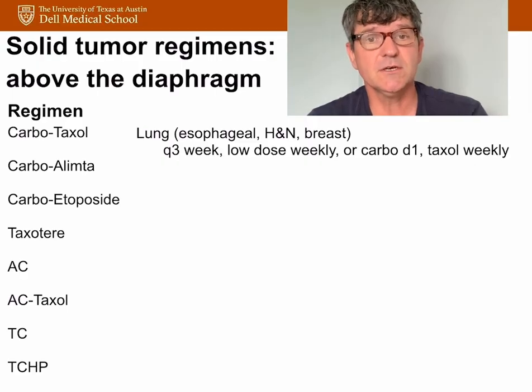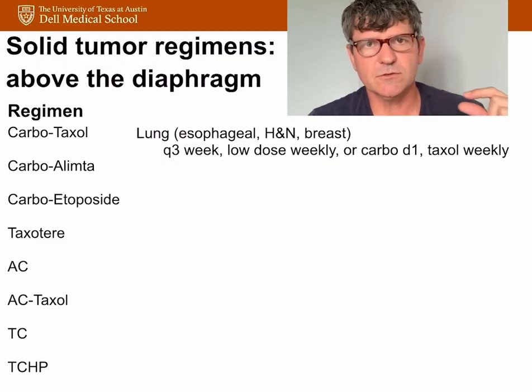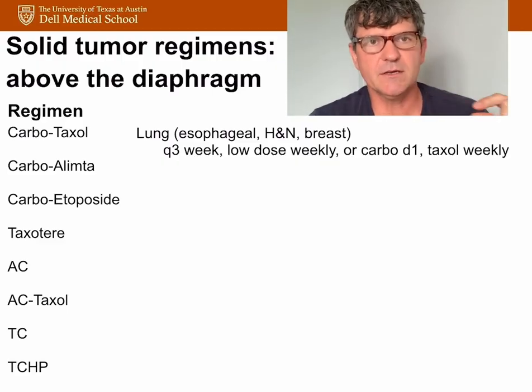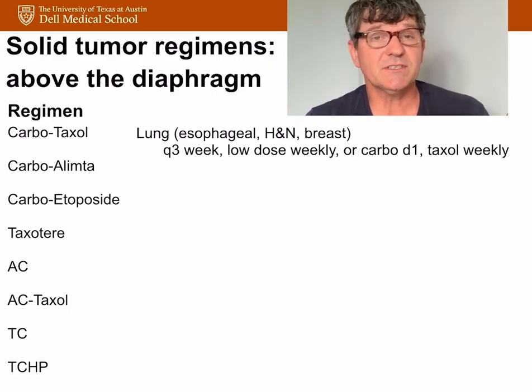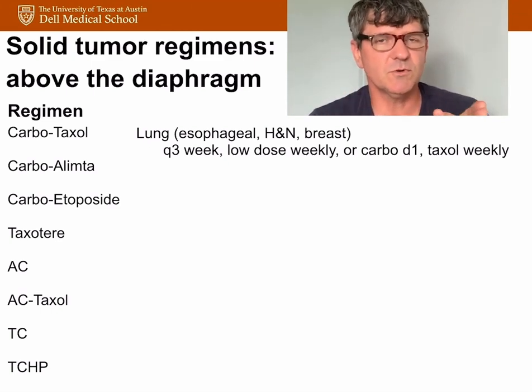Don't get them confused. So you can give both drugs once every 3 weeks. The other way you can do it, and usually with radiation, is give a little dose once a week of both drugs. So a little bit of carbo, a little bit of Taxol every week during radiation. And then the way that it's used in triple negative breast cancer, which actually is a great way to use this regimen, is you give carboplatin on day 1, and then you give Taxol, the little dose, once a week.